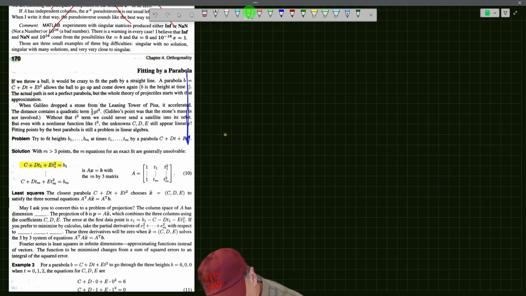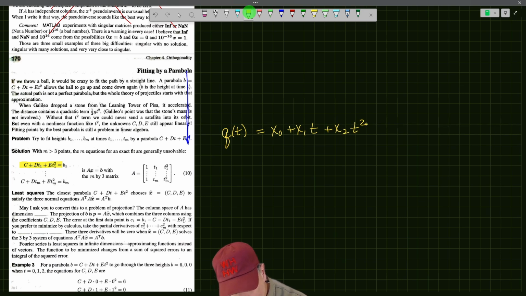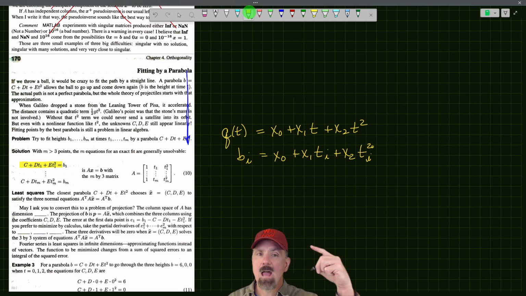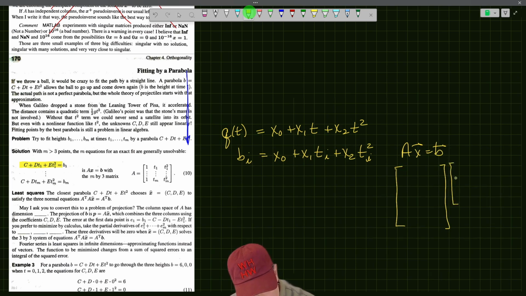What I want you to think about is, I have a quadratic model, which is x0 plus x1t plus x2t squared. And for each data point, we're going to plug that data point in, and we're going to have b sub I equal to x naught plus x1 t sub I plus x2 t sub I squared. And we'll have m equations for our m data points. And we can easily see how this is going to work out for Ax equals b. The A matrix is going to have an x naught, an x1, and an x2.